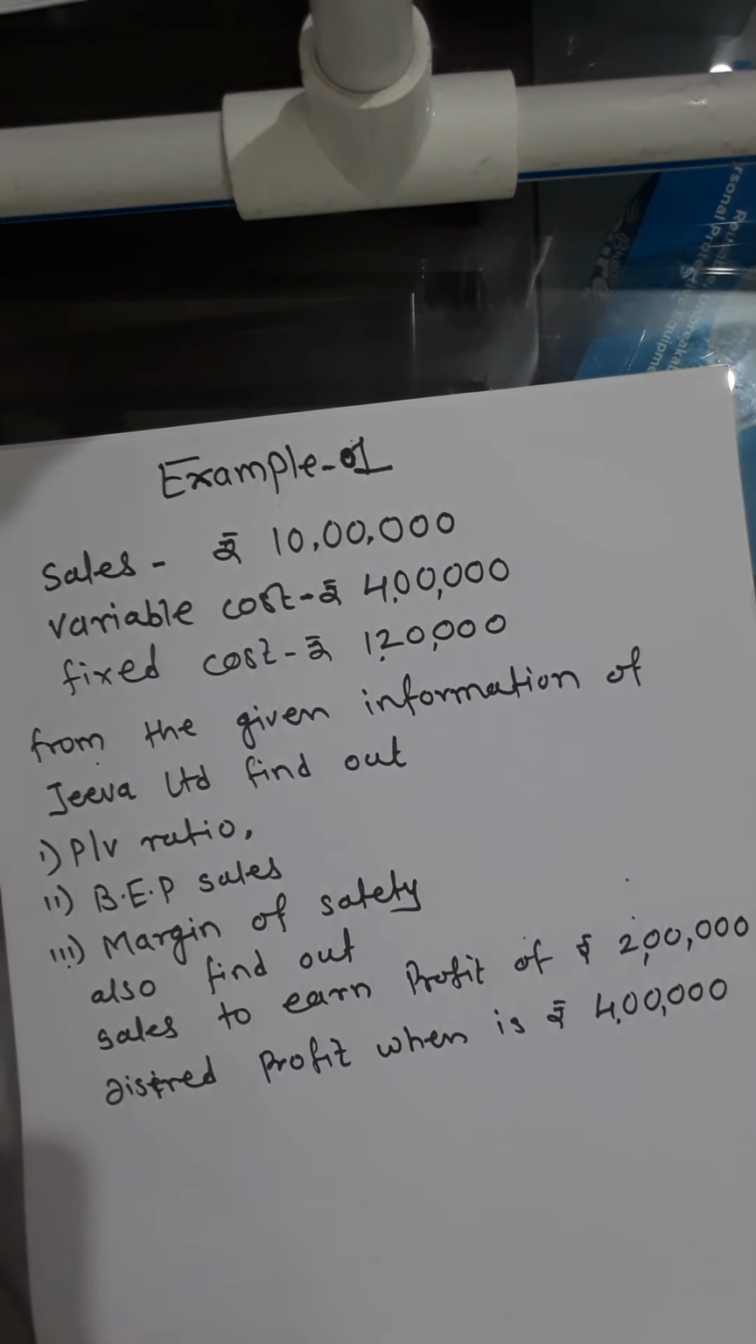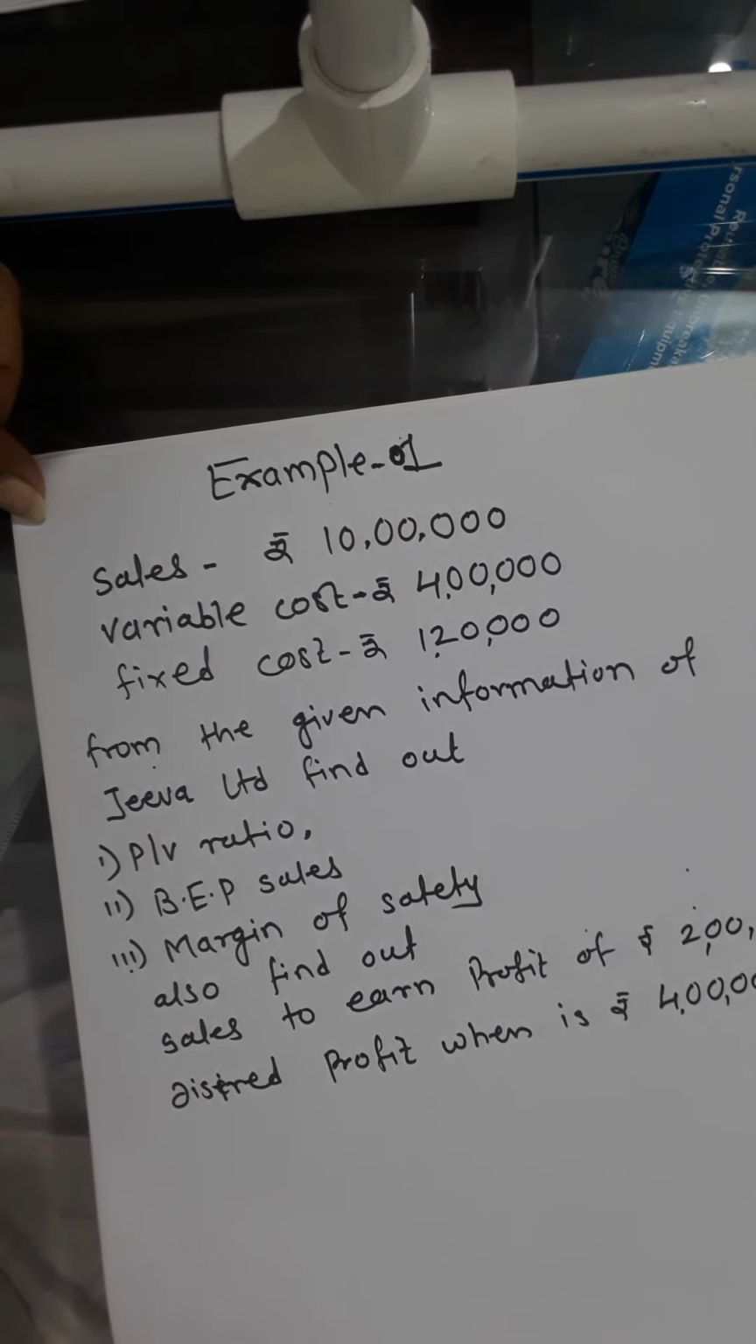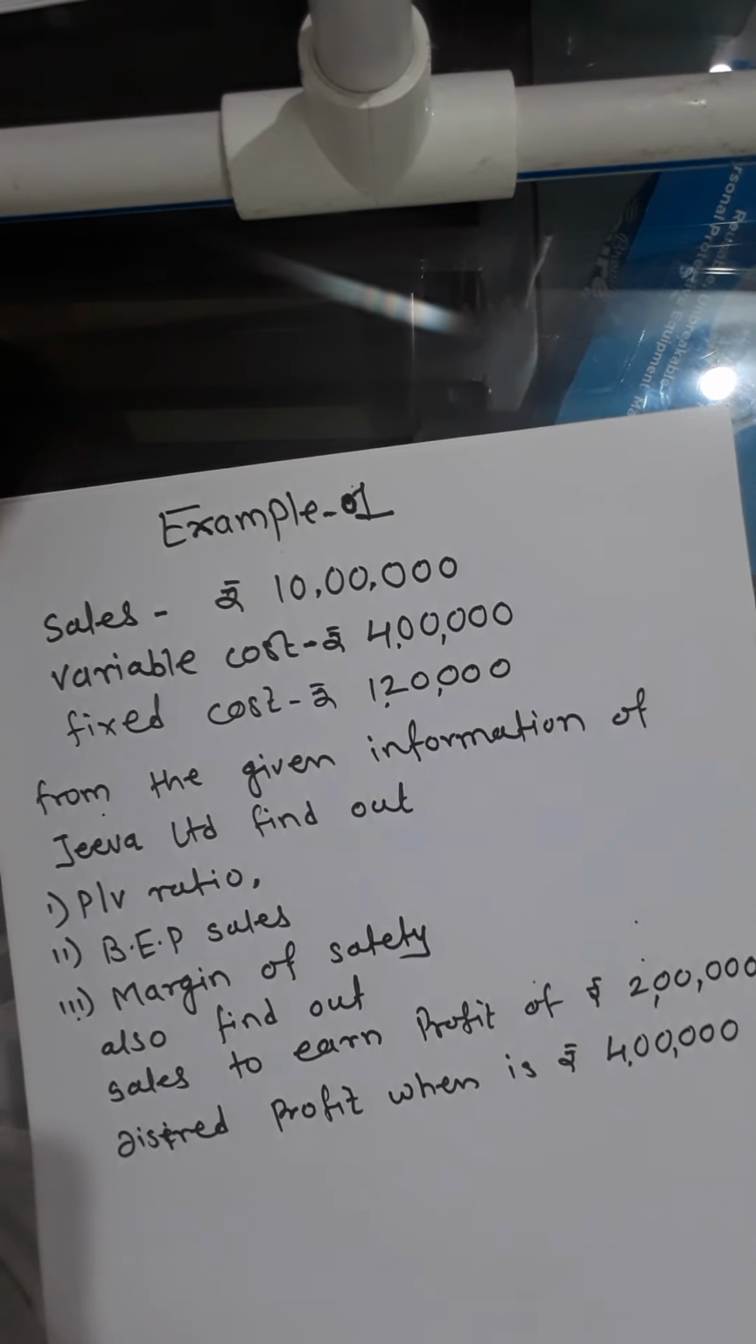Students, in my first video I explained what marginal cost is, what fixed cost is, what variable cost is, and the difference between fixed and variable cost. All that information was essential to solve these types of examples which I have written over here. So I have taken an example which you will have to solve in your marginal costing chapter.